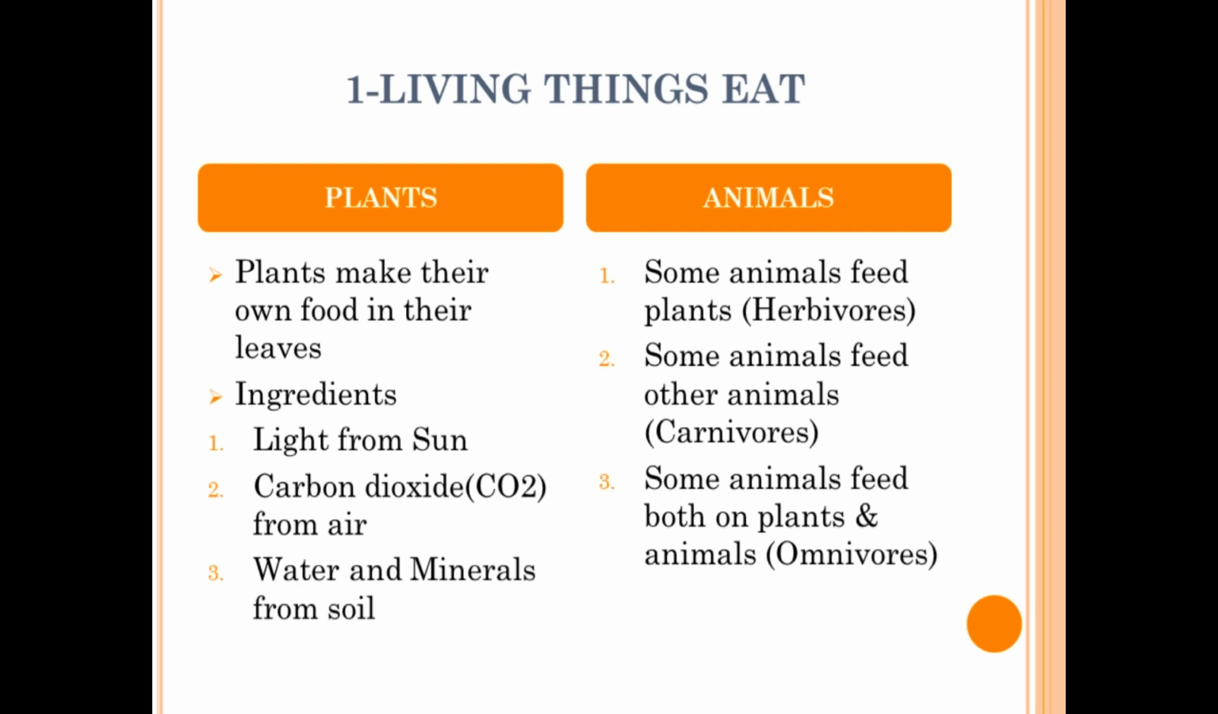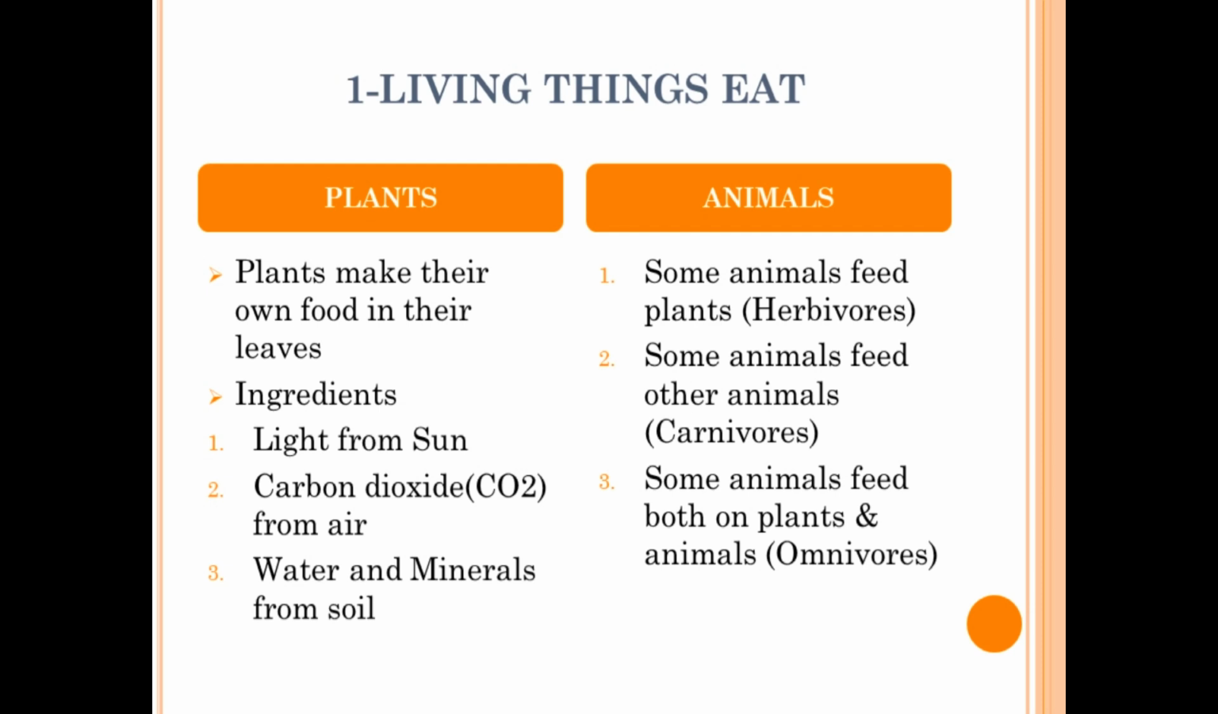On the other hand, animals have different sources of their food. Number 1, some animals feed on plants. These animals are called herbivores because they eat herbs and plants. Number 2, some animals feed on other animals. These animals are called carnivores, such as lion and other animals. Number 3, the animals that feed both on plants and animals. These are named as omnivores.